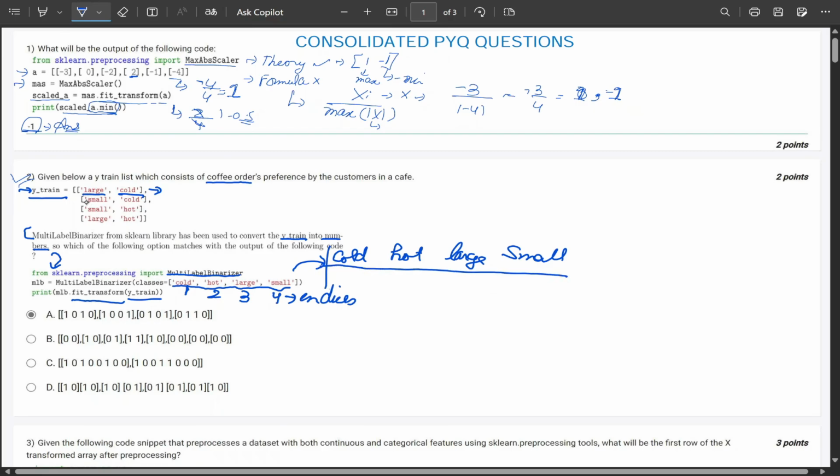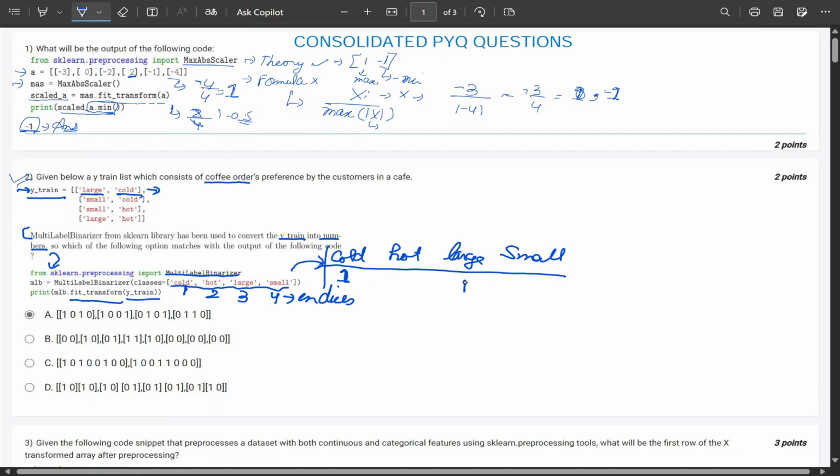So here cold is 1, right? So cold will be 1. Also large is present, so large will be 1, and the other two are 0. Next, small is present and cold is present. So cold again is 1, small again is 1, and the rest two will be 0. Third one, small and hot. So small is 1, hot is 1, and these two are 0, right? And finally large and hot. So large is 1, hot is 1, and these are zeros.